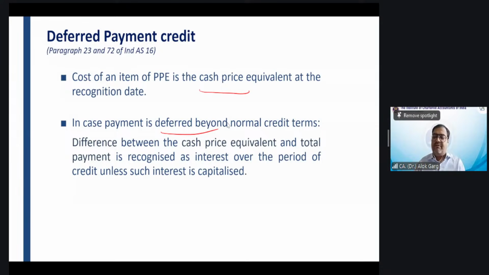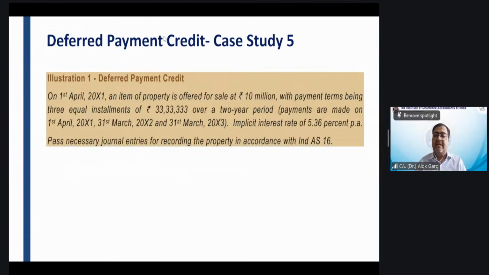Is that clear to everyone? Is it clear? Not clear? Please tell me. Clear है या नहीं है? Is this clear or not clear? Clear with clarity or clear with ambiguity? Clear with clarity? Okay, great.